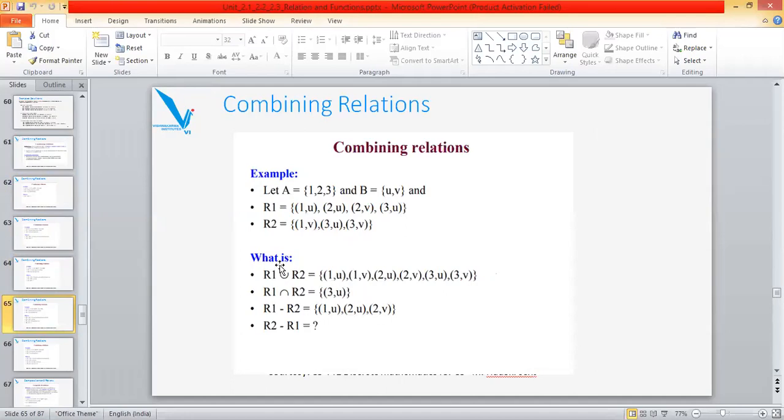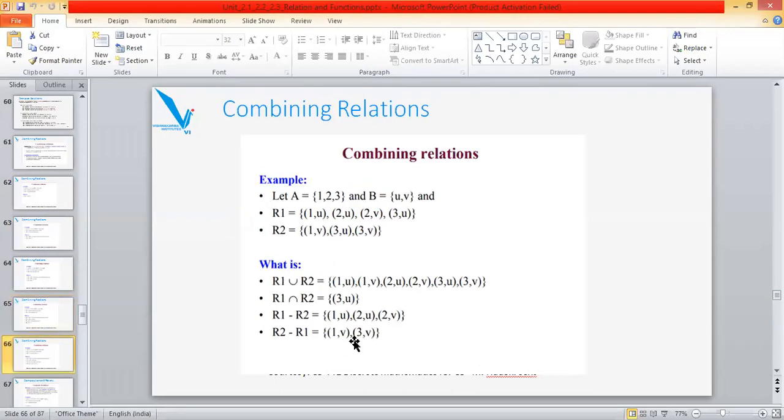Yes, what about R2 minus R1? Again the same except (3,u). So (1,v) and (3,v). So this is what the combining relations are. Okay. Yes.